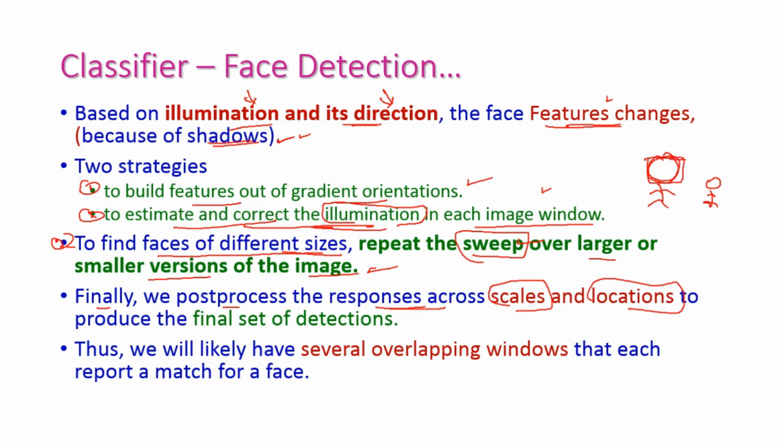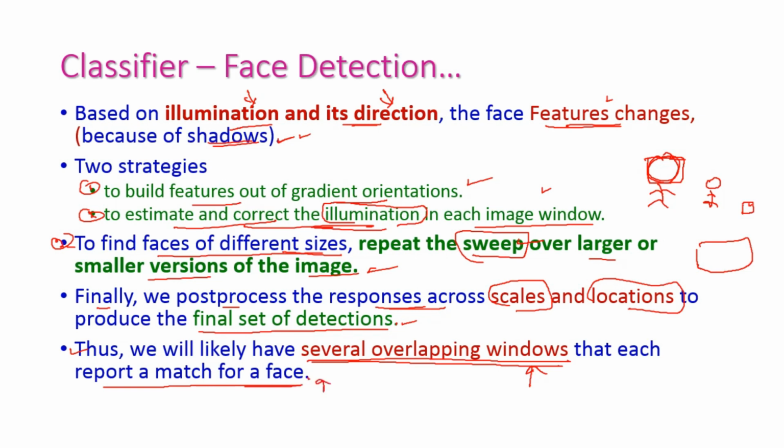If the object appears nearer, then the scale will be large. If the object is very far, then the scale will be small. And finally we will find the final set of detections, that is detecting the features. Here by using this procedure we have several overlapping windows that each report a match for a face. Each window is used to represent a face.